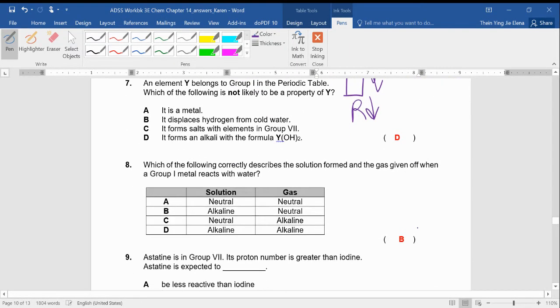Question 7. Element Y belongs to group 1 in the periodic table. So it's in group 1, your sodium, potassium, that group. Which is the not likely property of Y? Group 1, they are your alkali metals. Can it displace hydrogen from cold water? So that is one of the reactions of elements in group 1.